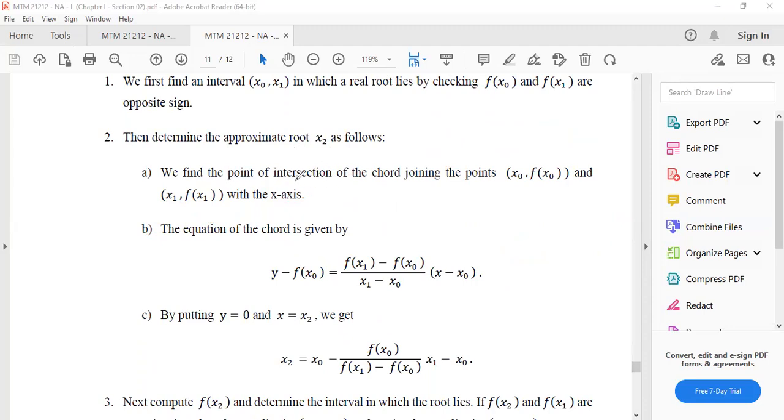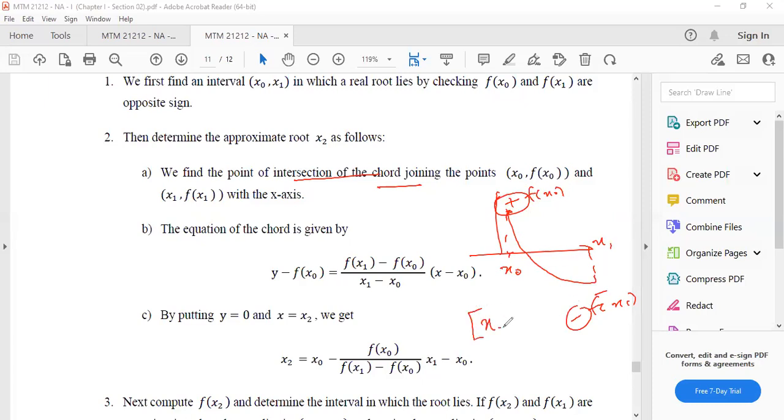It says to find this x2, we find the point of intersection of the chord. Okay, so this is our function. Let's say this is our x0, and this is the point we have found, x1. This is the positive one and this is the negative one, as the functional values of f(x0) and f(x1). This is in the negative form, this is in the positive form. So if you find like that, yes, we have found the interval. So our first interval would be x0 and x1, which should be consecutive numbers, hopefully.